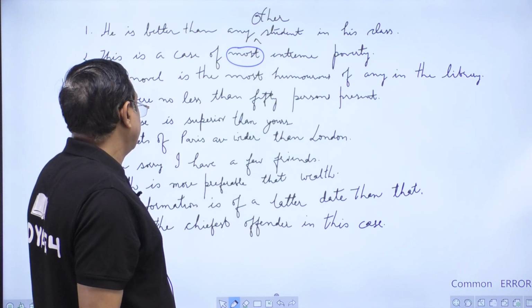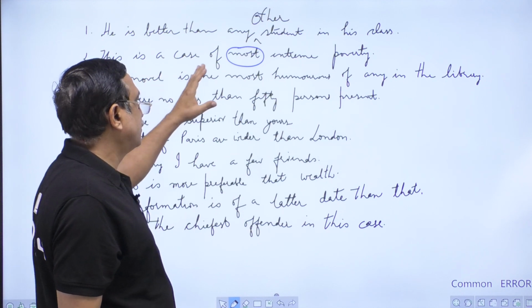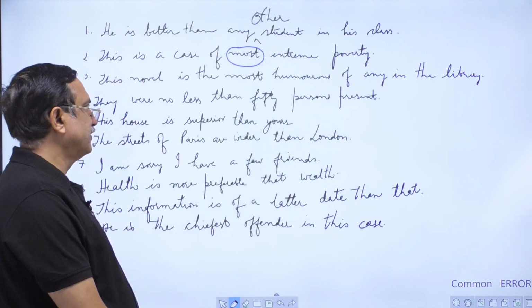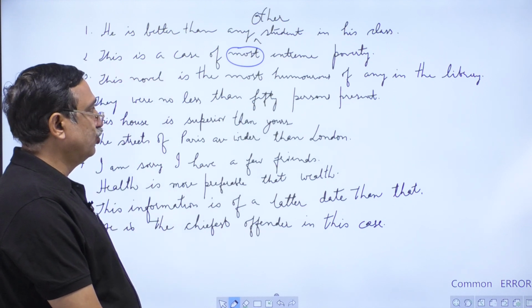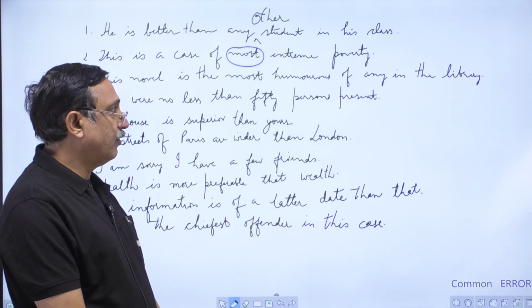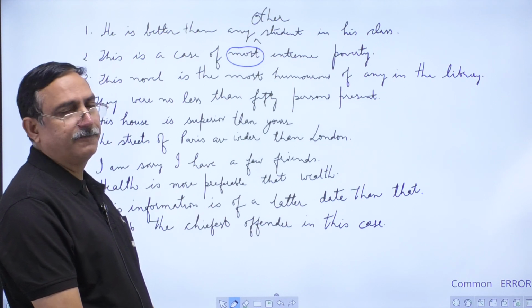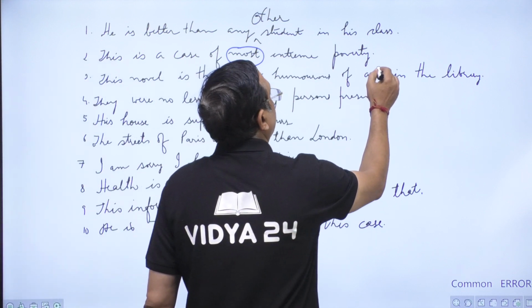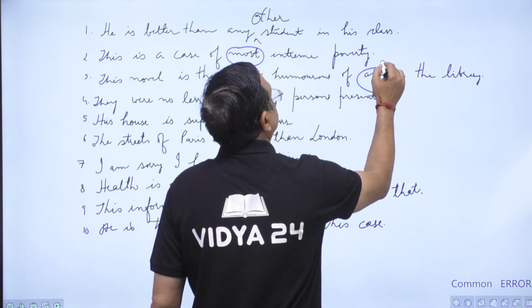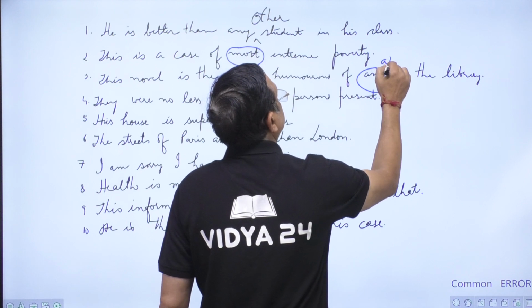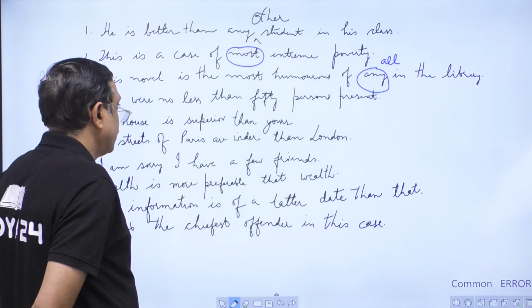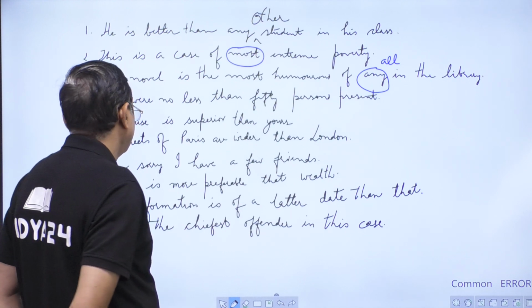Next sentence. This novel is the most humorous of any in the library. So the library has a lot of novels and this is the most humorous. So in "of any in the library", here the error lies. Of all should have come, because this novel belongs to one of them.